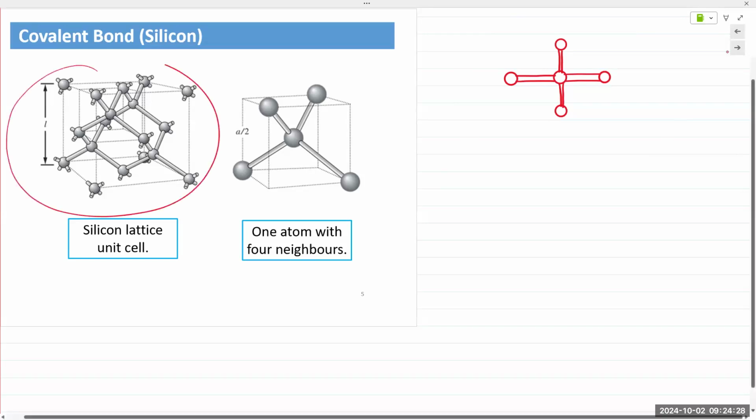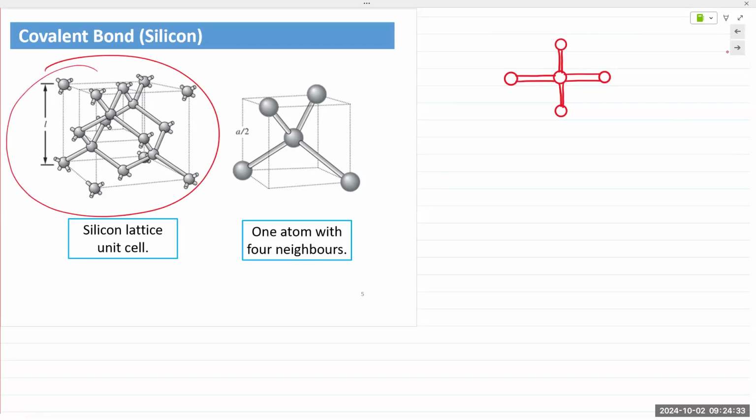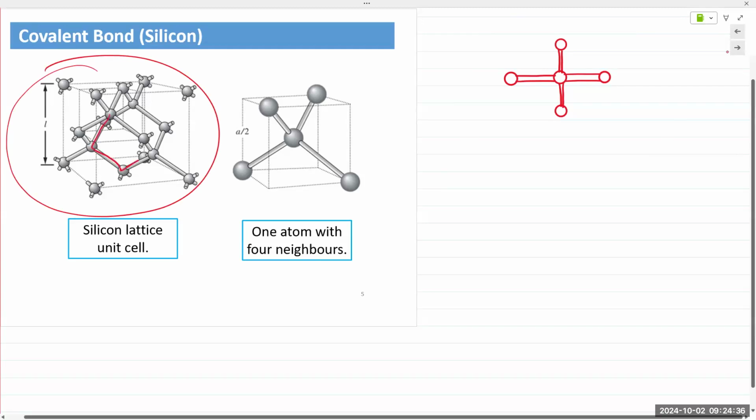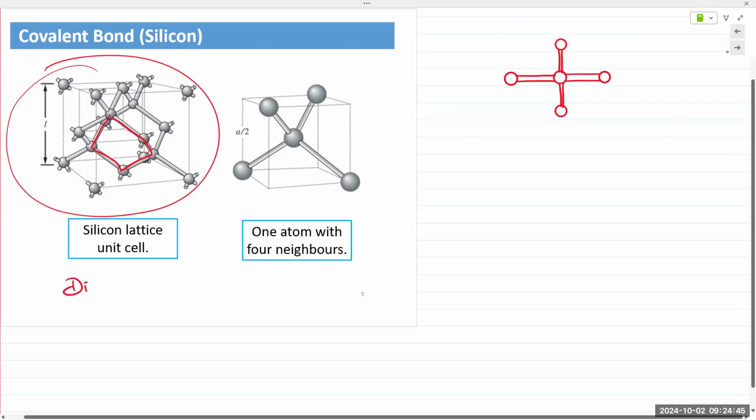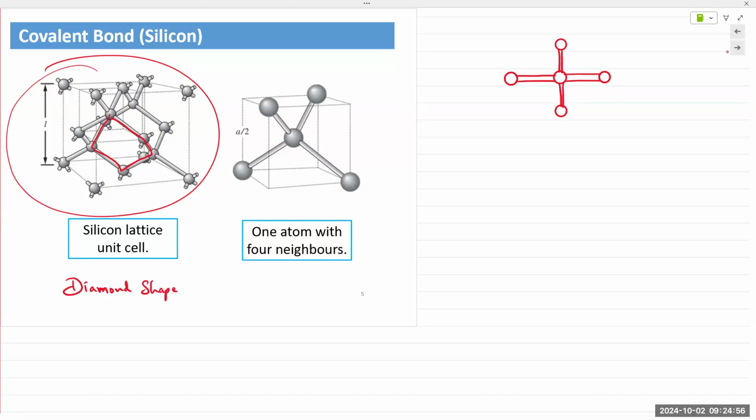Right here is an image of a silicon lattice unit cell. If you look at the structure of that unit cell, it is sort of a diamond. Hence, it is also known as a tetrahedral diamond-shaped unit cell. Okay, it has nothing to do with the material diamond. Just the shape of the cell is diamond-shaped. Okay, just to be clear. More technically accurate would be tetrahedral.